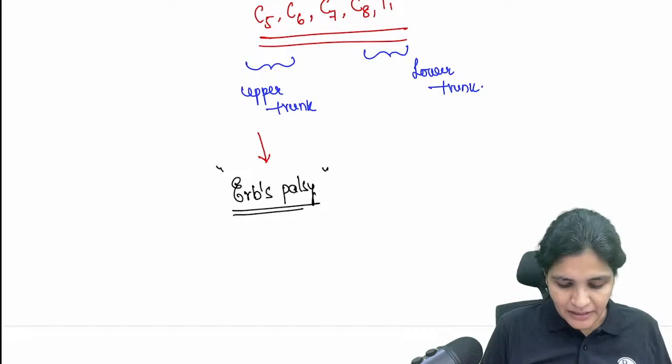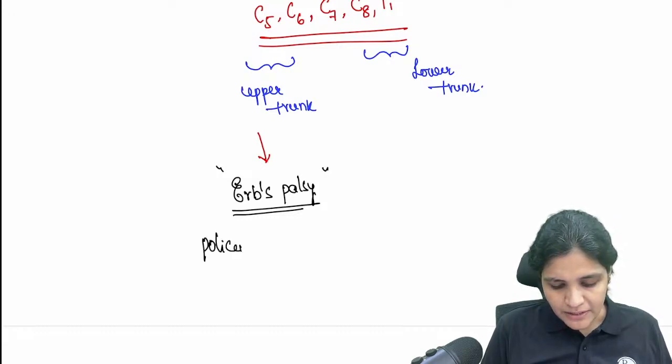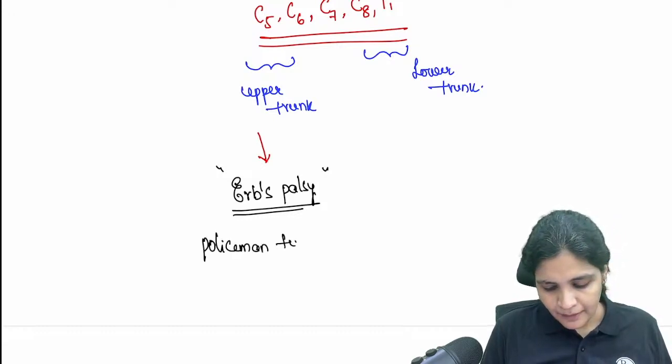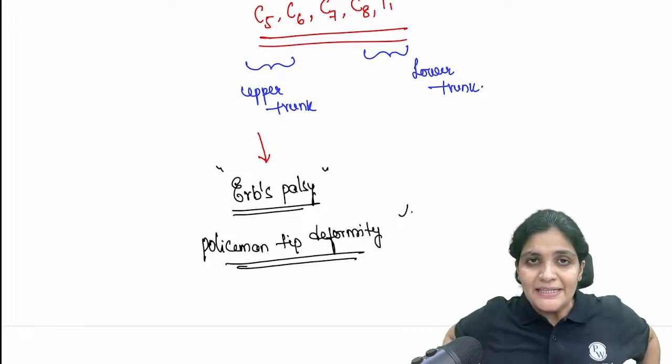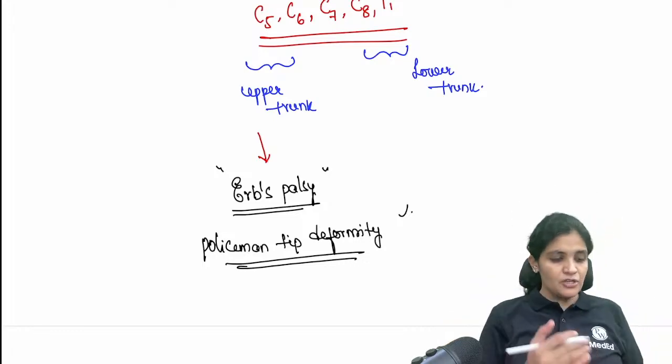So what is this Erb's palsy? Your favorite deformity? Policeman tip deformity, right? So what is Erb's palsy? Policeman tip deformity. And now, what is the lower trunk?